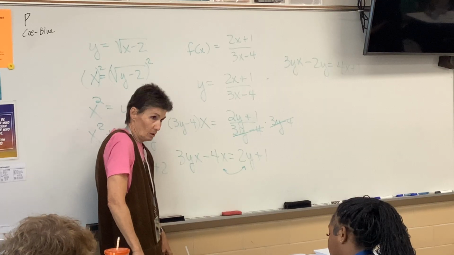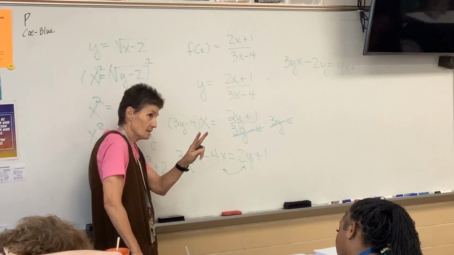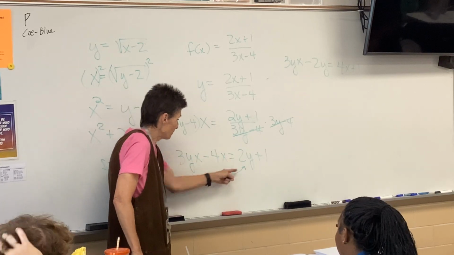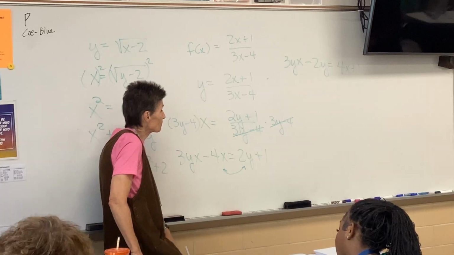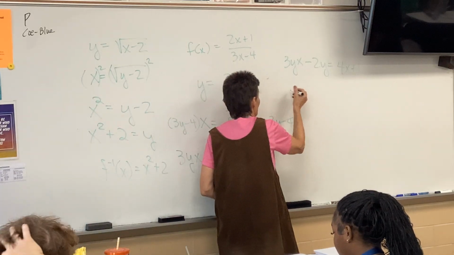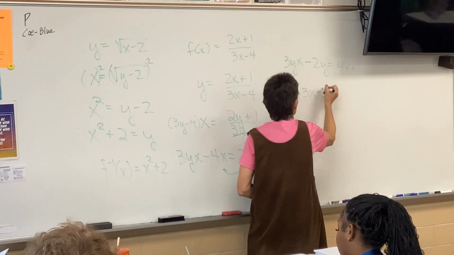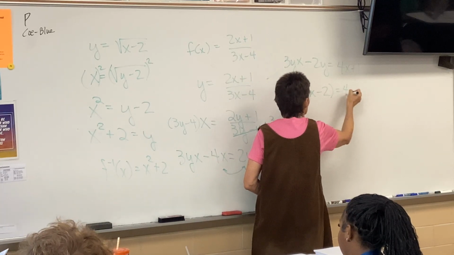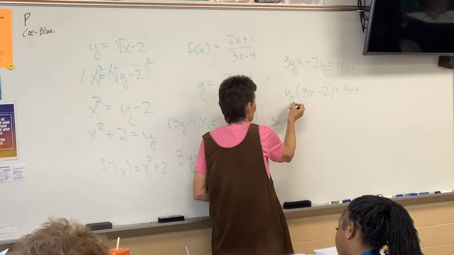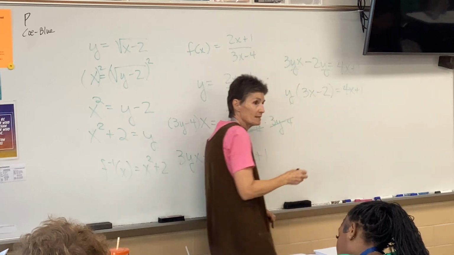My goal is to solve for y. But there's two y's. So I gotta get them on the same side. So flip flop these two numbers. Now, I'm gonna factor out the y. So there's a y there and a y there, so I'm gonna factor it out. And I'm left with 3x minus 2. See that?